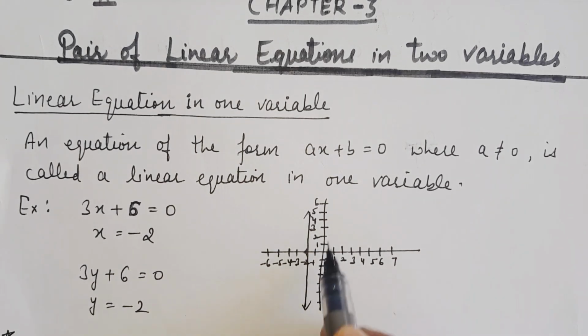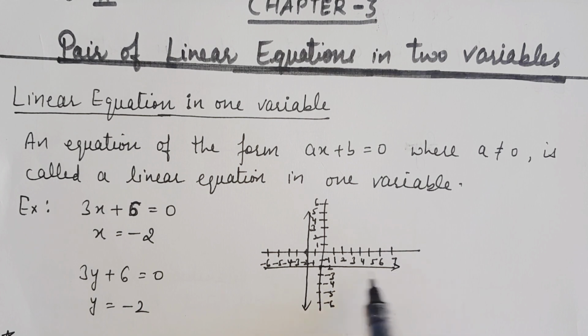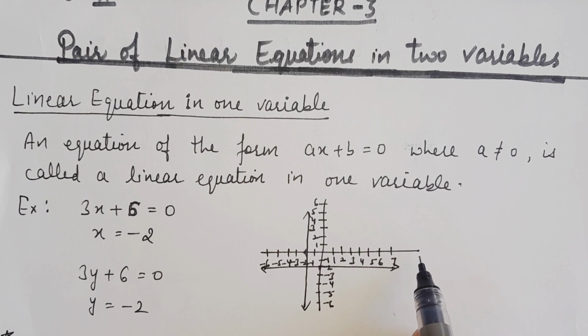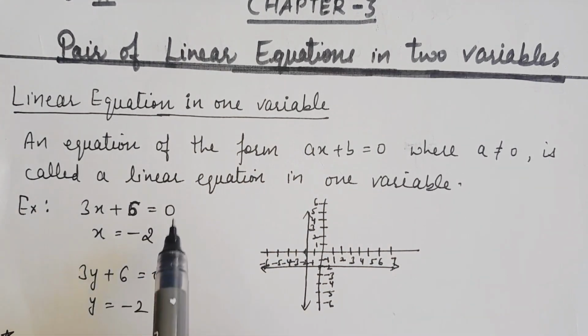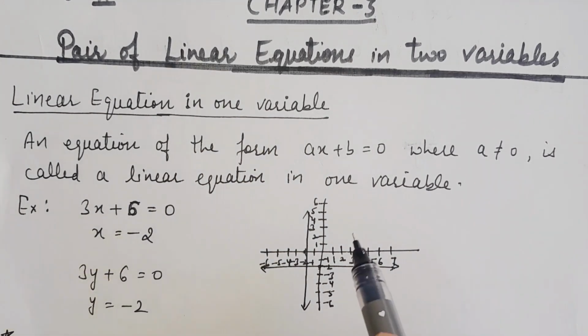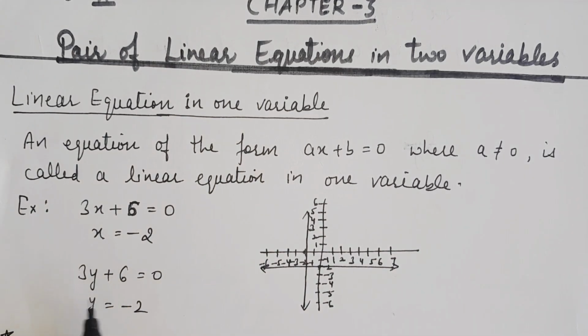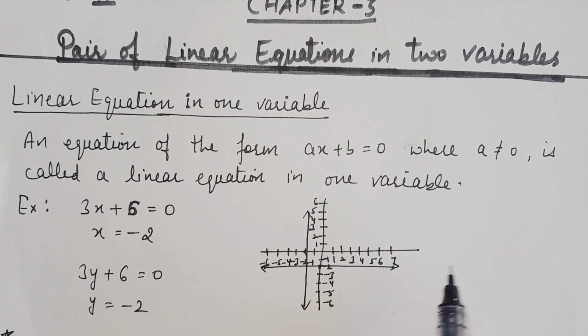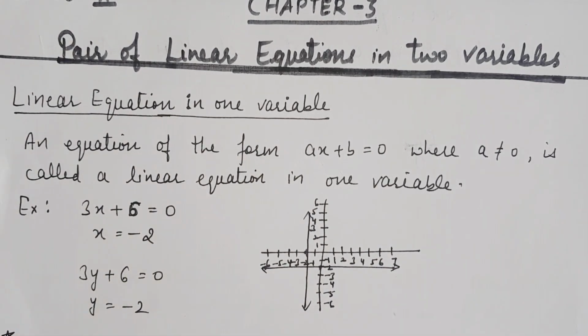So this is my y-axis. So the graph of y equals minus 2 will be a line passing through minus 2 on the y-axis and will be parallel to the x-axis. That means the graph of the equation which is in variable x will be a line parallel to the y-axis, and the graph of the equation which is in variable y will be a line parallel to the x-axis. So this we have done in the previous classes also.